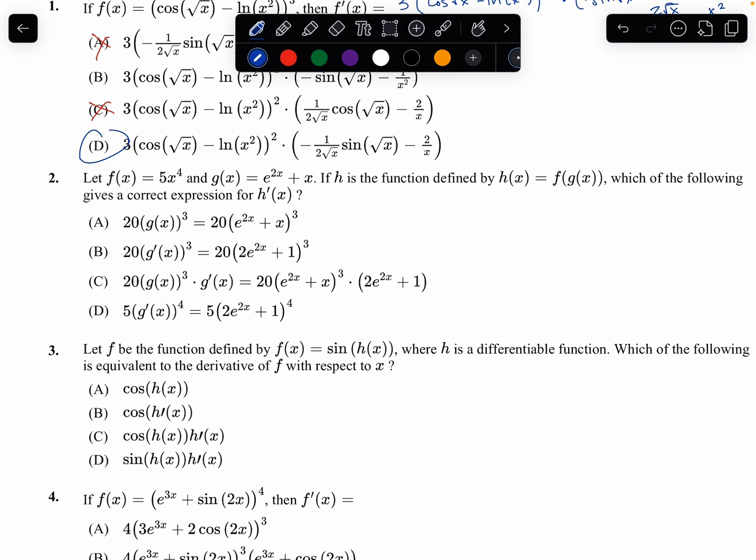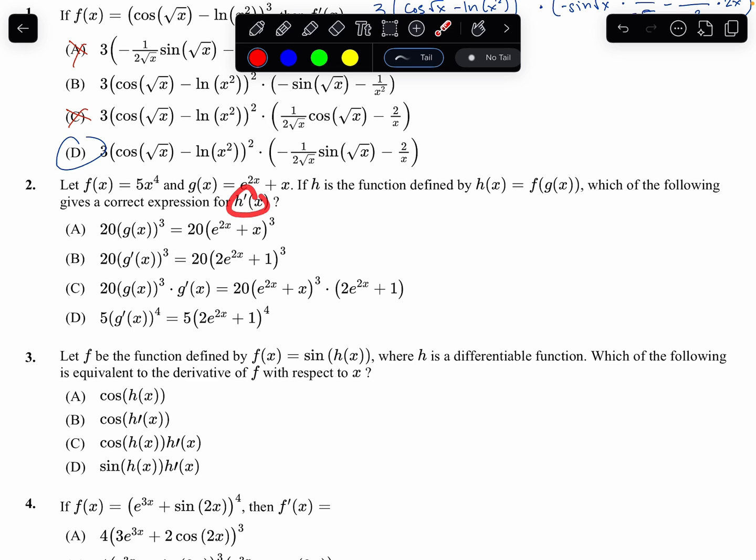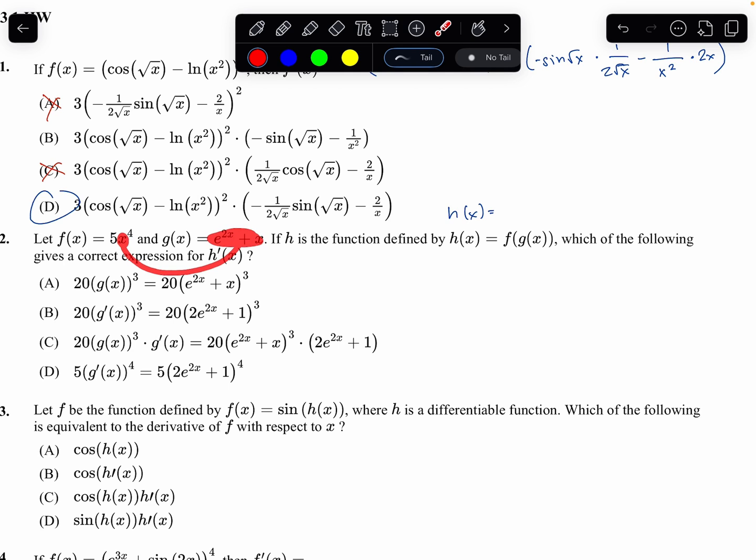For 2, let f of x equal 5x to the 4th and g of x is equal to e to the 2x plus x. If h is the function defined by the composition of these two, which of the following gives the correct expression for h prime? So I'm actually just going to take a second to write out what h of x is. So h of x is going to be equal to f, but we're going to plug this in for x right here. So it's going to be equal to 5 parenthesis e to the 2x plus x to the 4th.